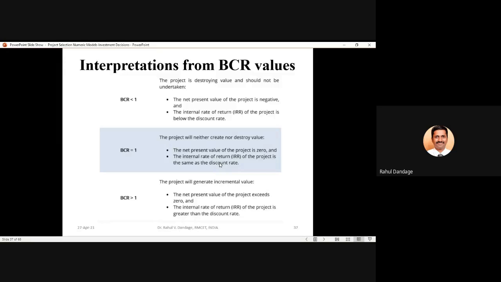And if BCR is greater than 1, then definitely the project is beneficial. It is generating incremental value. The net present value of the project will exceed 0, meaning the net present value will be positive, and the internal rate of return will be greater than the discount rate.